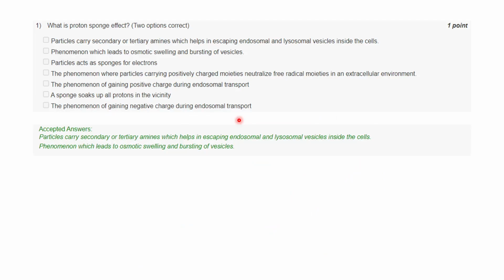Now let's revisit the question. The question is asking us to choose two correct options about the proton sponge effect. So the correct options are: particles carry secondary or tertiary amines which help in escaping endosomal and lysosomal vesicles inside the cells, and this is the phenomenon which leads to osmotic swelling and bursting of these vesicles. Am I clear in this?